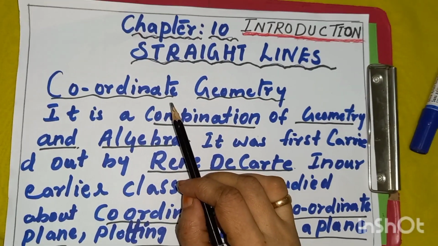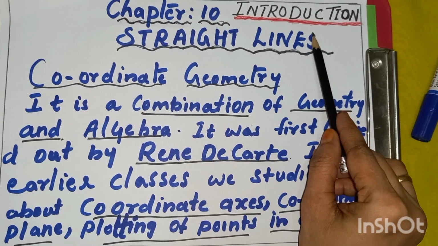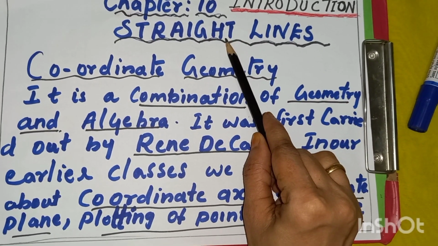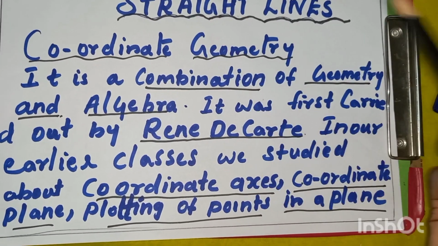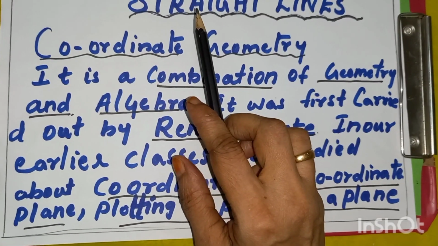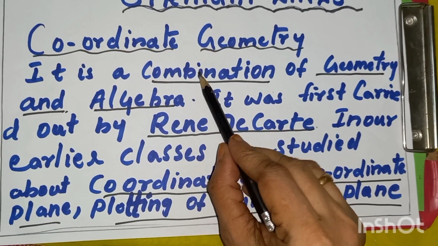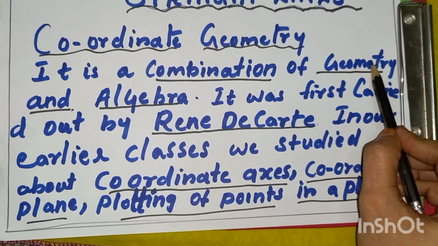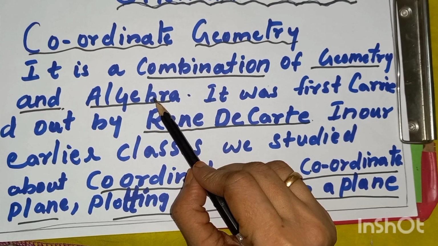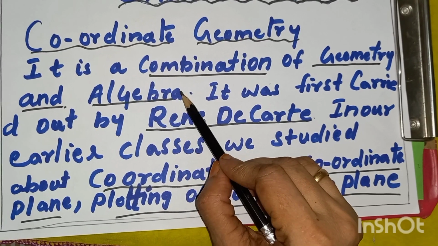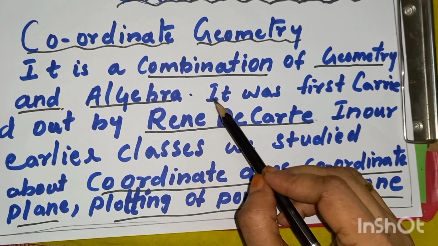Okay, in this class we are going to study chapter 10, Introduction of Straight Lines. You have already studied coordinate geometry. What do you mean by coordinate geometry? Coordinate geometry means a combination of geometry and algebra. It was first carried out by whom?